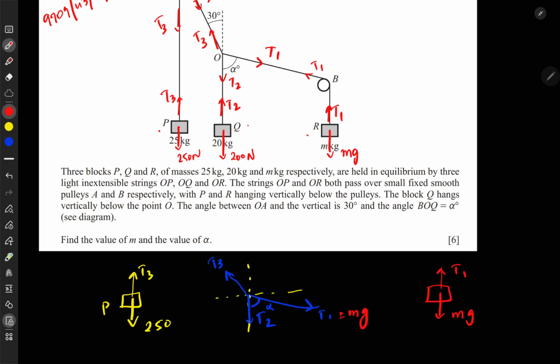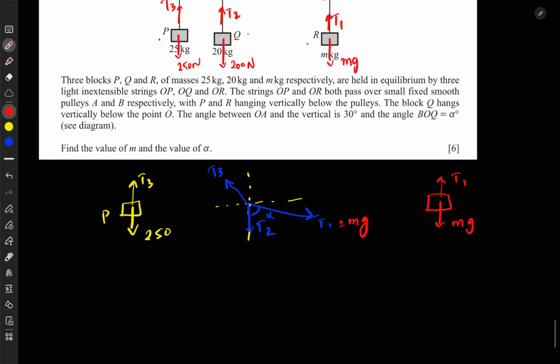One more thing I have is Q. For Q also I'm drawing the free body diagram here. So 200 newtons downward, and in turn one upward force, which is also 200 newtons. So T3 is also 250 newtons, only then can it be in equilibrium. So now we have all this information.